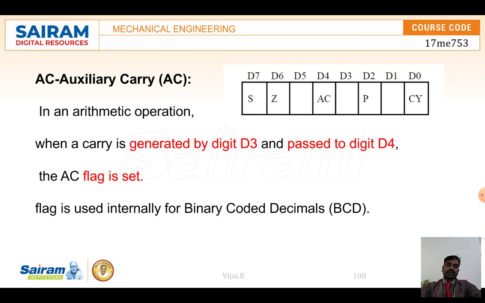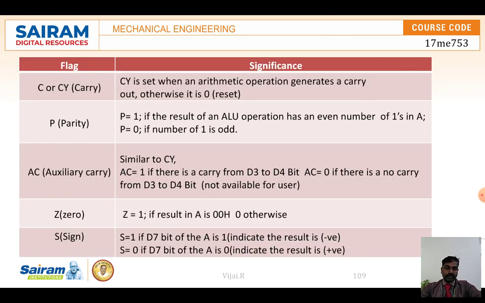And the auxiliary carry is passed to digit 4. In an arithmetic operation, when an extra carry is generated by digit 3, it is passed to digit 4, D4. That is the auxiliary carry, the extra carry. So a flag is set when an extra carry is there. Right, these are all the 5 flags.